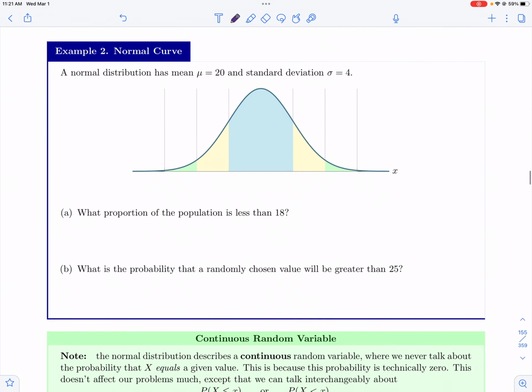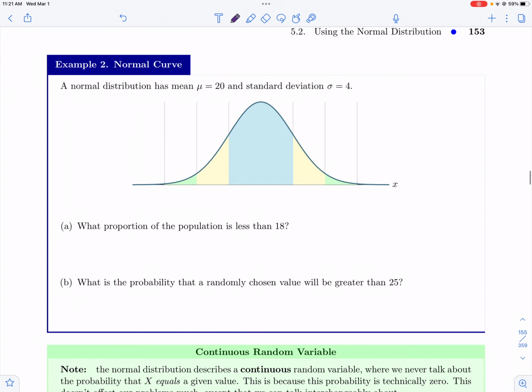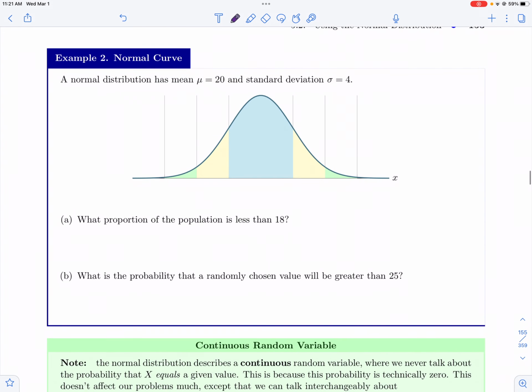All right, perfect. So for example 2, what we're looking at is the same idea, but with this one, we don't have our standard normal curve. So notice our mu is given as 20, our standard deviation is given as 4, but we still want to do the same kind of idea. So for part A, what proportion of the population is less than 18? So we're looking at the probability of x less than 18.